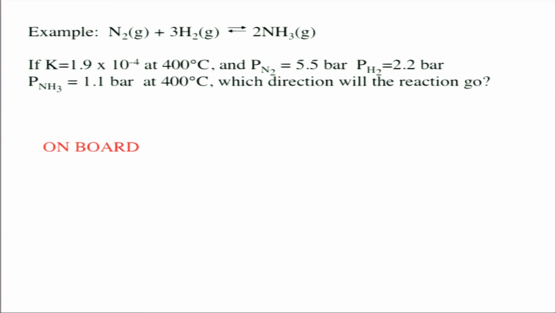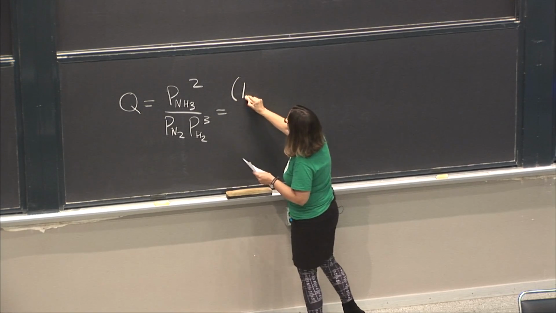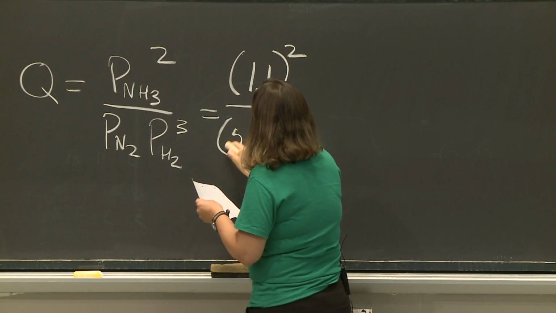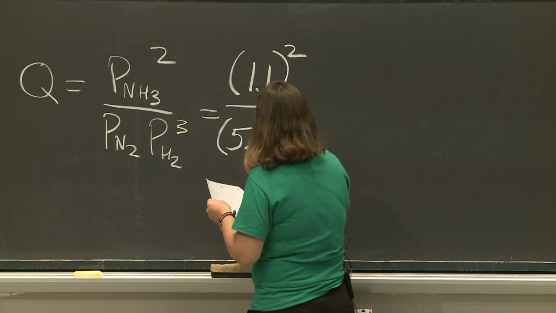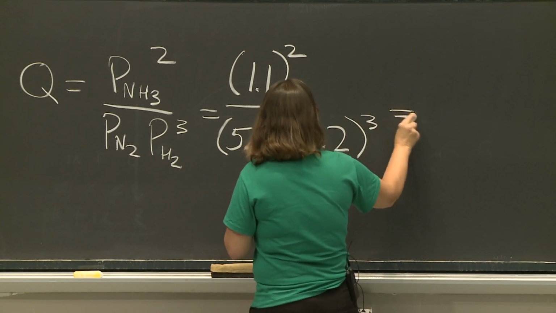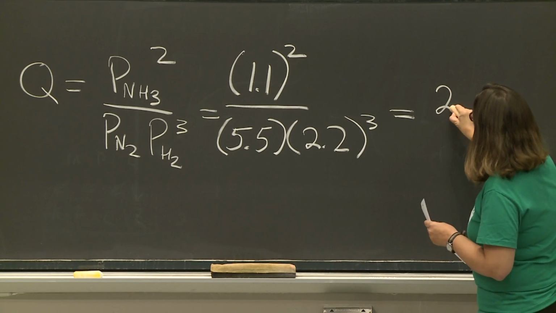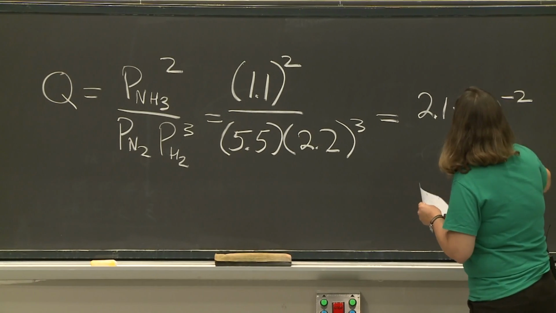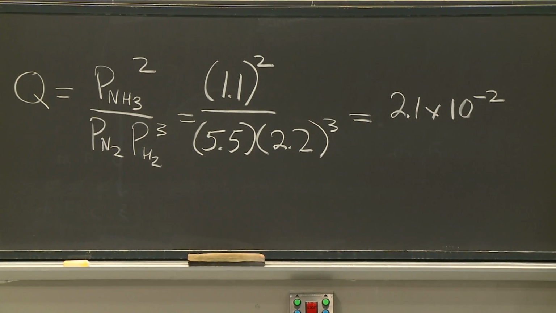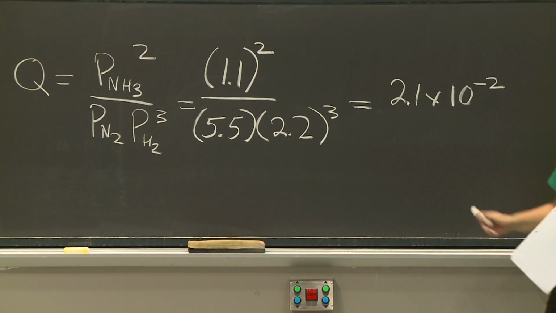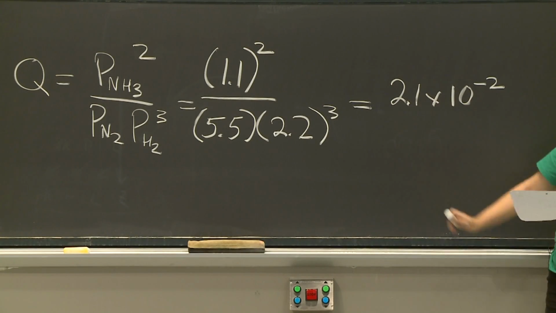So we have the partial pressure of H2 to the third. I can put in my numbers, 1.1 squared over 5.5 over 2.2. These numbers may be made up. That's OK. Equals 2.1 times 10 to the minus 2. And we're back to thinking about significant figures a lot again in this unit. So I have 2 there, so I'm going to have these 2 here, and I'm good.